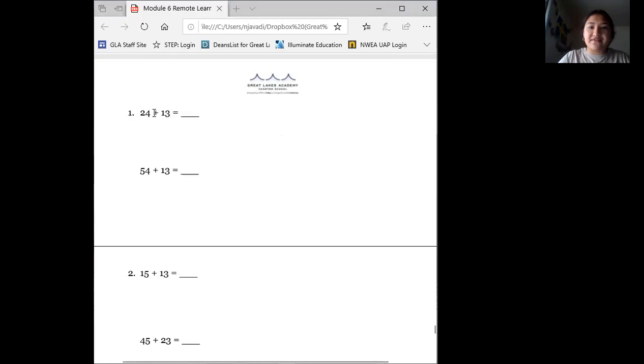So over here we have 24 plus 13. I'm going to break up the smaller number into tens and ones. That's right, the smaller number is 13. Let's break it up into tens and ones. I'm going to draw a number bond underneath that number.